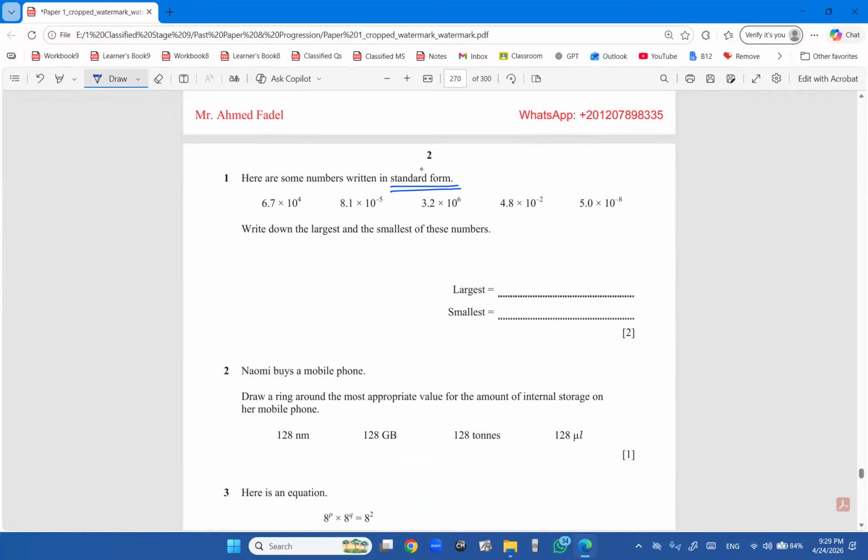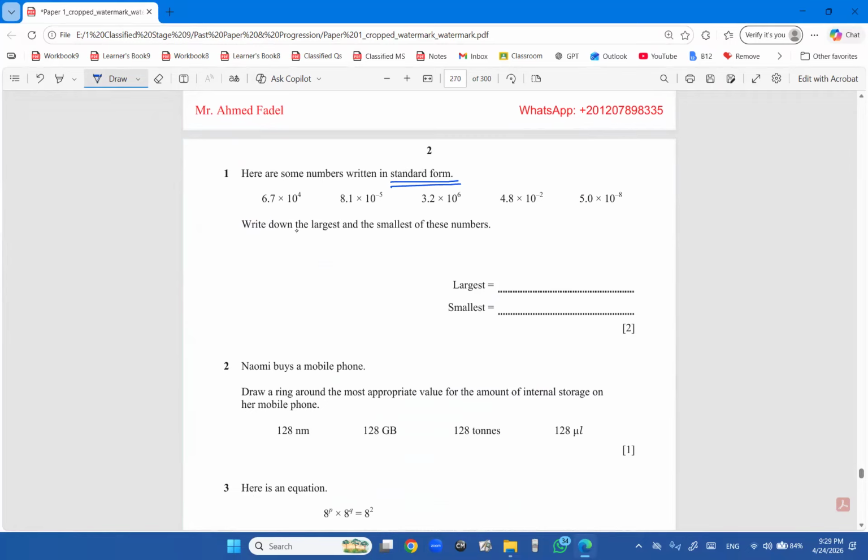they're not always going to tell you that they are written in standard form. You can just note and recognize them. All right, so here they're telling you to write down the largest and the smallest of these numbers. Since they are all written in the standard form, then you should actually find the smallest power or the smallest index, and it is definitely the smallest number.